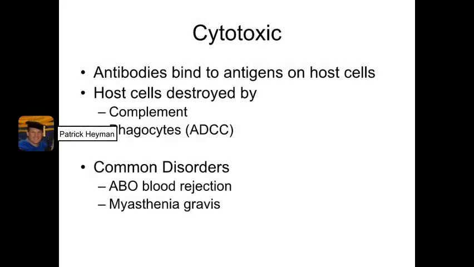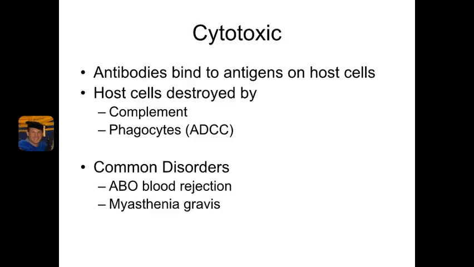The next hypersensitivity reaction is called cytotoxic. In cytotoxic, you're going to have antibodies that are being produced against antigens on the host cell. So basically, you're producing antibodies against yourself, or at least certain tissues or organs. The host cells are then going to be destroyed by complement and by phagocytes like macrophages.